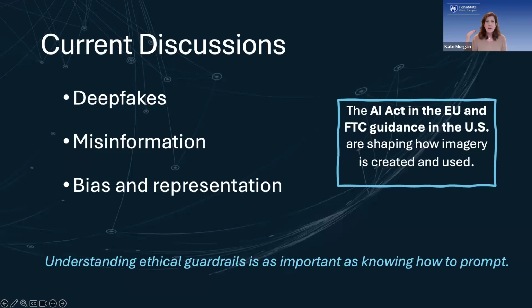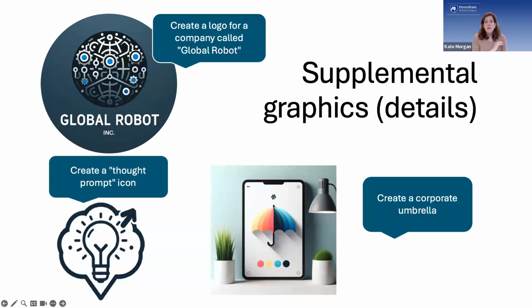So as they advance, you are on the ground floor of figuring out how to prompt things, how things happen, and what to look for when you're looking at images to see if they're real or not. So it's also great for supplemental graphics. Sometimes you just need a thought prompt. So what you have here is just an example of some of my prompts and what came out of them. So real easy way to do that. I'm going to speed things up a little bit because we are running out of time.